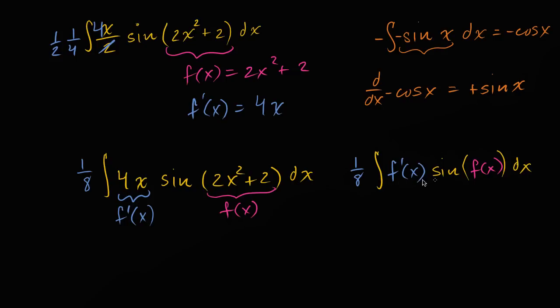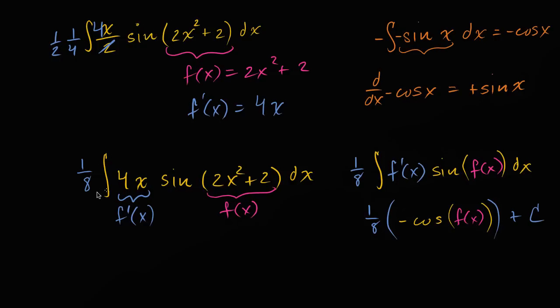So what would this integral evaluate to? Well, this would be 1/8 times, if you take the antiderivative of sine of f of x with respect to f of x, we already saw that that's negative cosine of f of x. So this is going to be times negative cosine of f of x. And then, of course, you have your plus c.